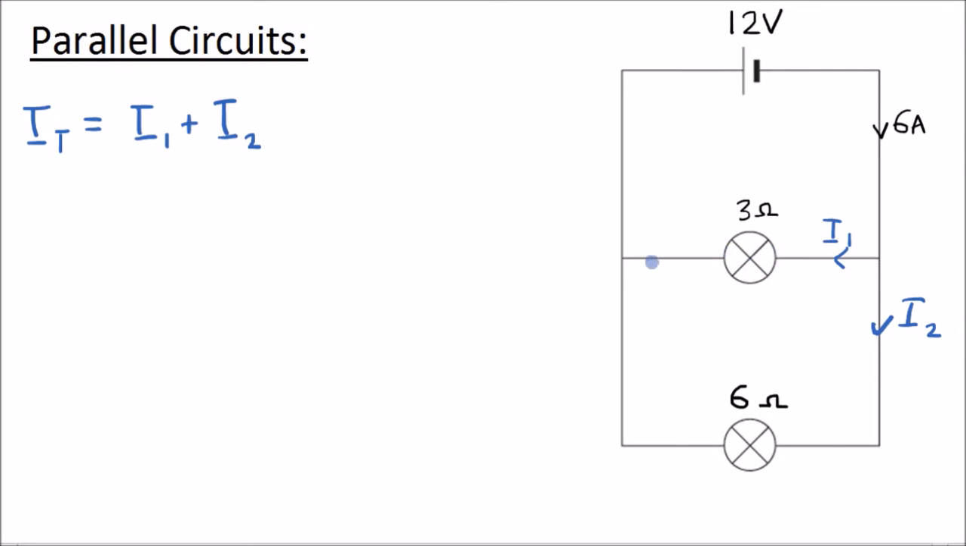Then as they travel this way and this way, the current will go around this loop and the current will go through here, and they'll rejoin at this junction. So here we'll have our 6 amps again.